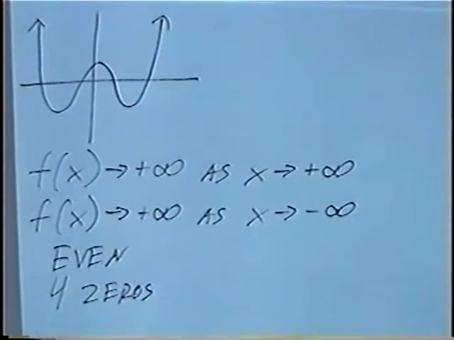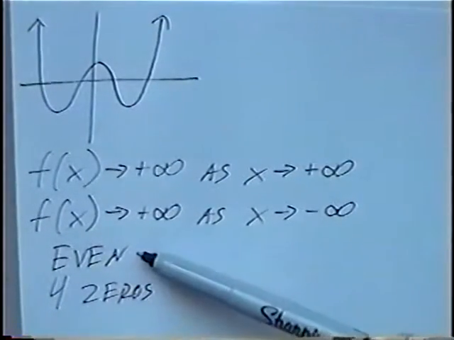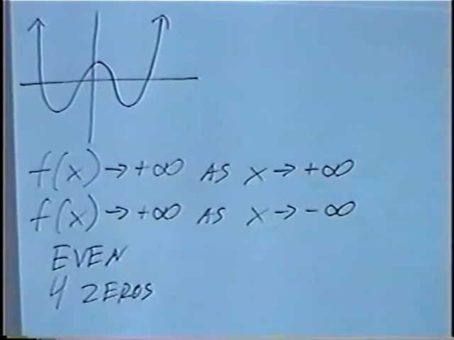So describing this function, we have the end behavior. It's an even function, and it also has 4 zeros.